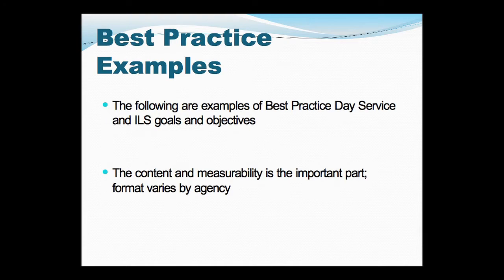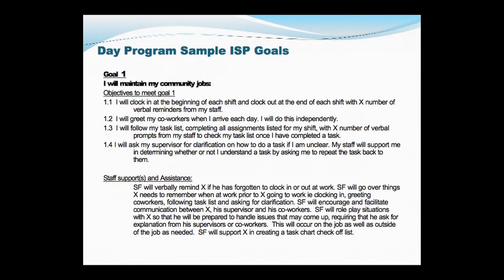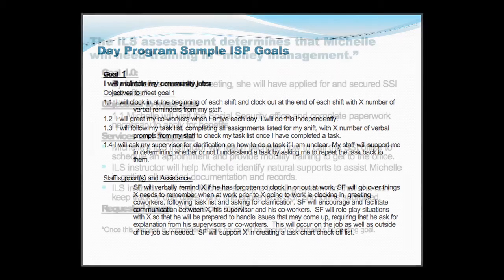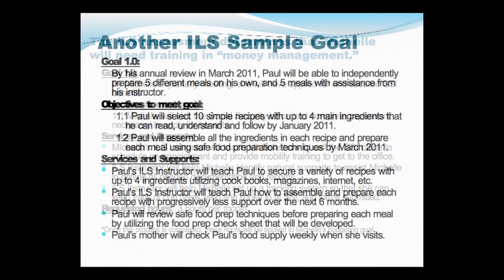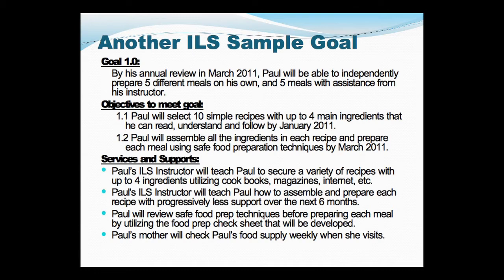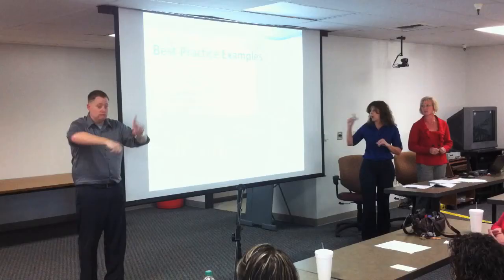Okay, so a few best practice examples, just the content and the measurability is the important part. Every vendor, every service provider has a different flavor, a different way that they do things, different formats that they use. And we are in no way saying that that should change. That's part of who you are as an organization, and that's great. The content and measurability is the important part.